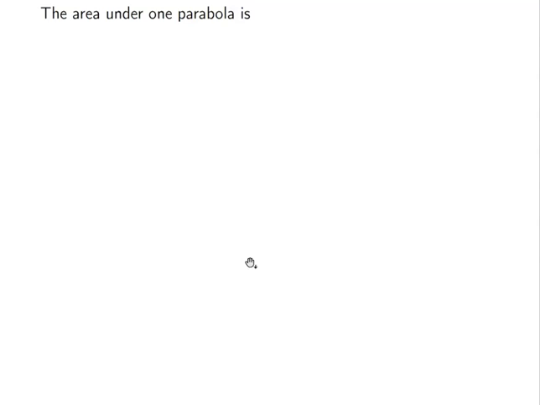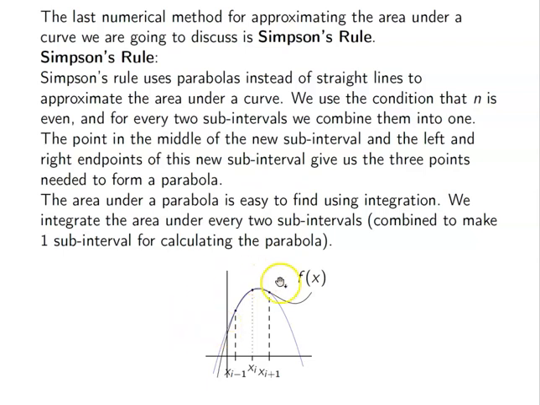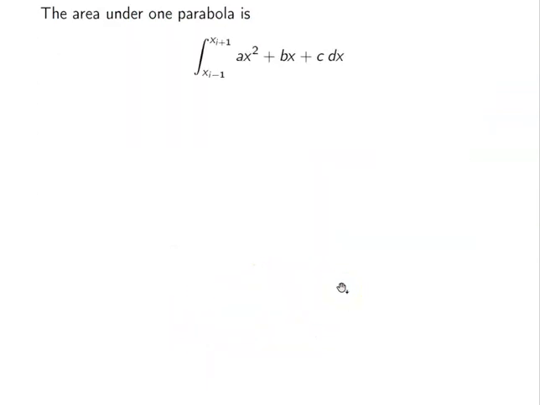So the area under one parabola is always the integral of ax squared plus bx plus c with the differential in x. And again, that's from x sub i minus 1 to x sub i plus 1. The only problem is I don't know what the a, b, and c's are for each parabola. Each one's going to change, right, depending on how the function is.